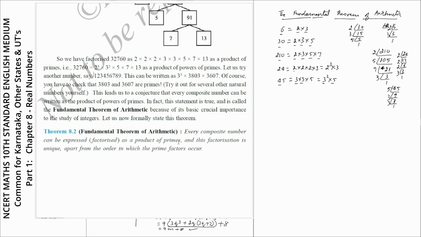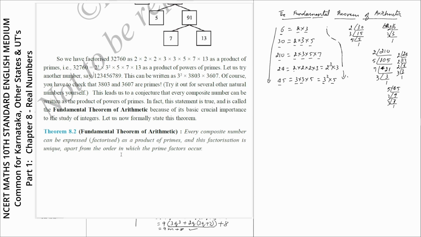On the left hand side, all these are composite numbers. On the right hand side, all these are prime numbers. Every composite number can be expressed as a product of primes, and this factorization is unique. So these are unique. For only 6 we can write 2 into 3. For no other number can we write the same way. So these are unique values, a unique series.